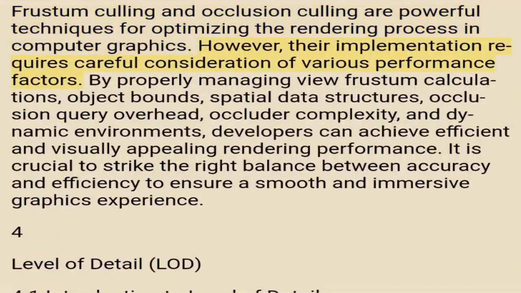Conclusion. Frustum culling and occlusion culling are powerful techniques for optimizing the rendering process in computer graphics. However, their implementation requires careful consideration of various performance factors. By properly managing view frustum calculations, object bounds, spatial data structures, occlusion query overhead, occluder complexity, and dynamic environments, developers can achieve efficient and visually appealing rendering performance. It is crucial to strike the right balance between accuracy and efficiency to ensure a smooth and immersive graphics experience.